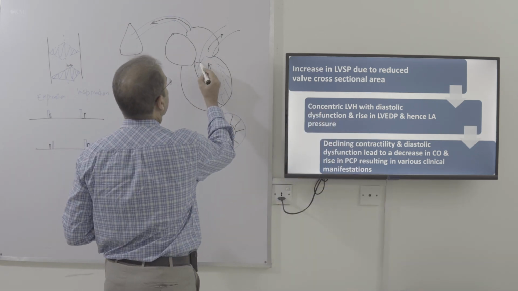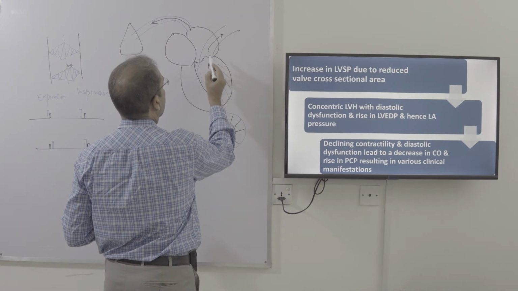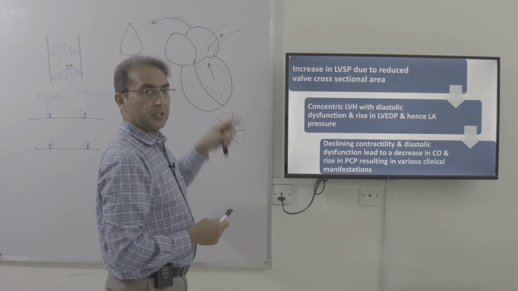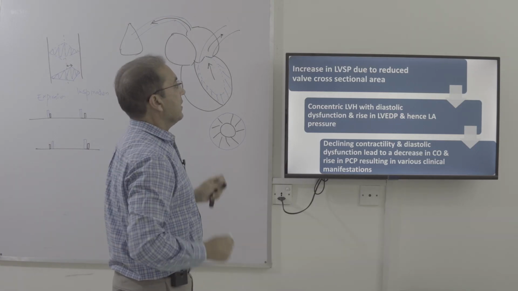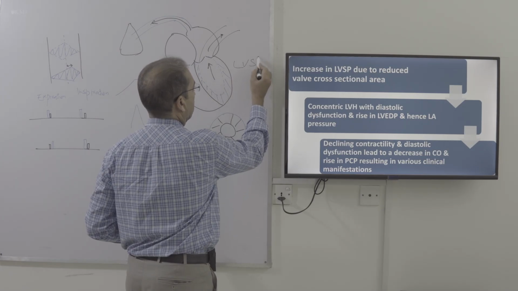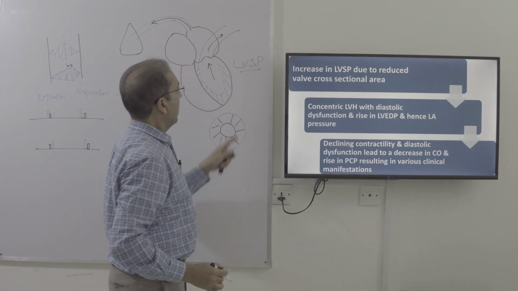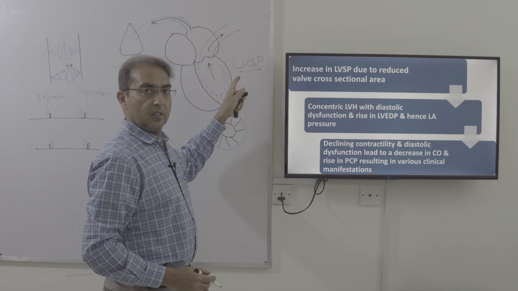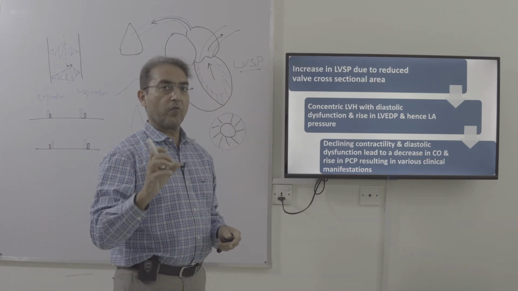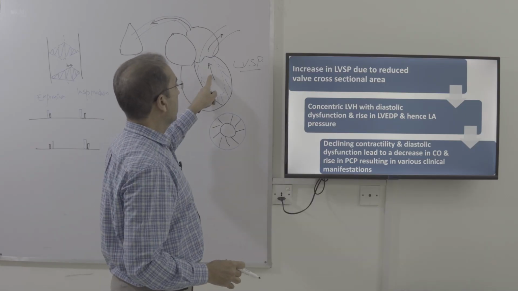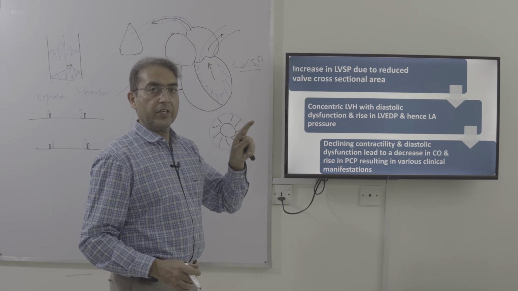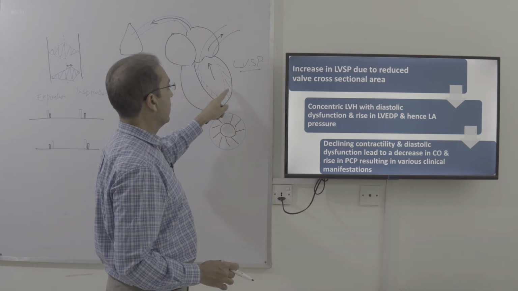This becomes tighter. So the left ventricle has to eject against a high pressure. So it means there is increase in left ventricular systolic pressure. The left ventricular systolic pressure rises to overcome the resistance caused by the narrowed valve. So what is the consequence of this persistent left ventricular systolic pressure increase? The left ventricle starts hypertrophying.